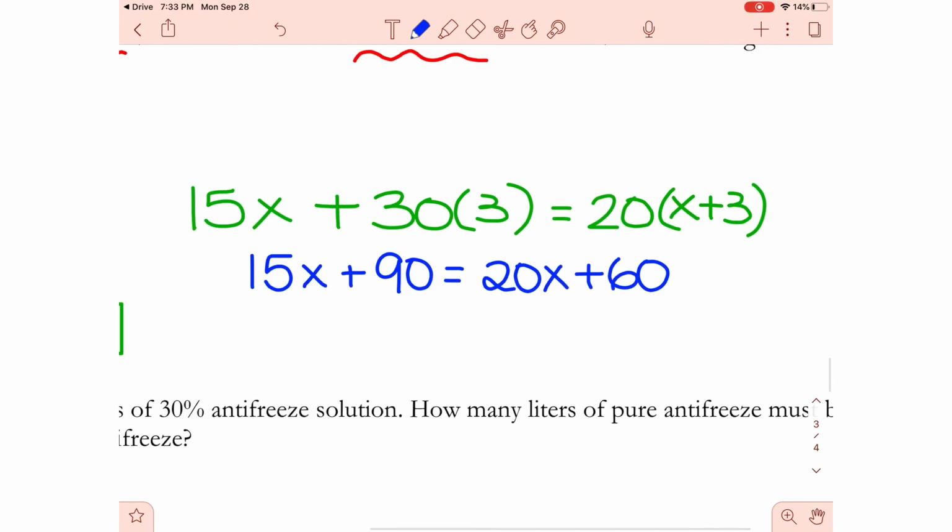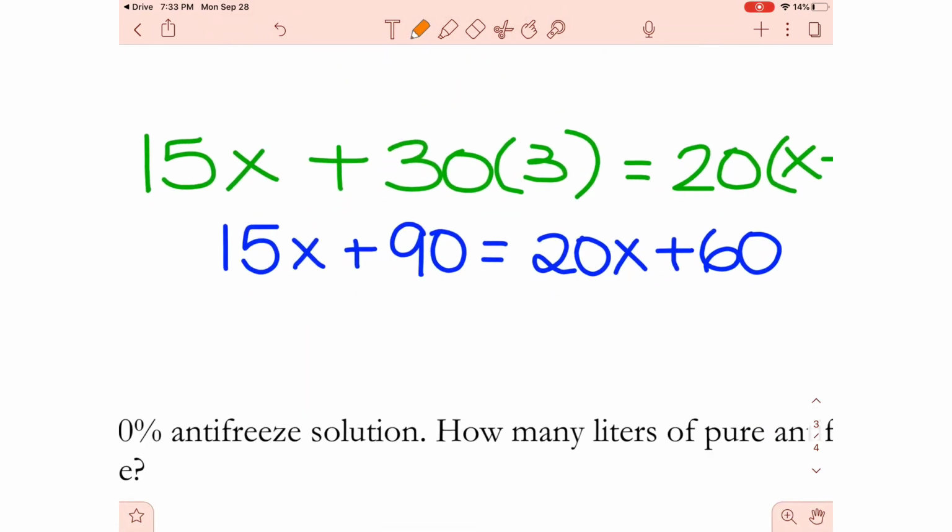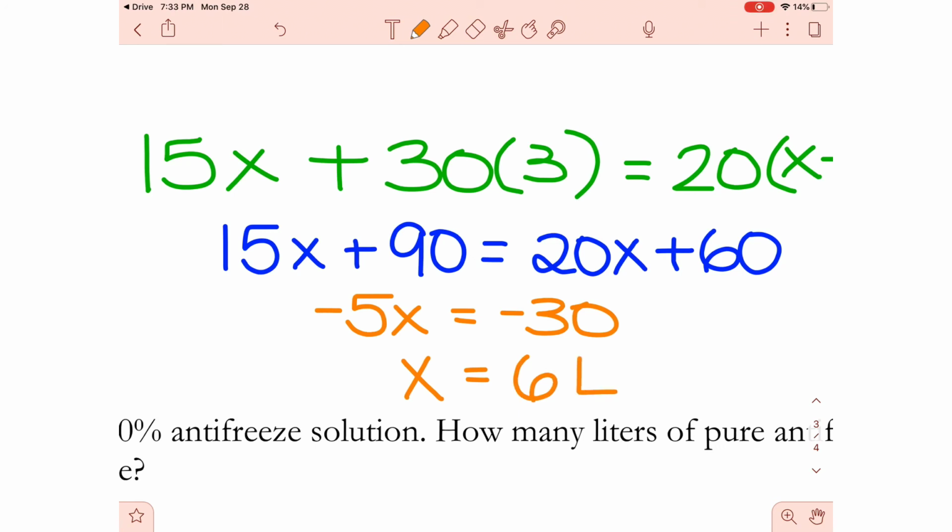So I'm going to subtract the 20X to the left, which gives me a negative 5X. Subtract the 90 to the right. That's negative 30. I could have gone the other way, but it doesn't matter. Equals, divide the negative 5 over, and I get 6. So x is 6 liters.